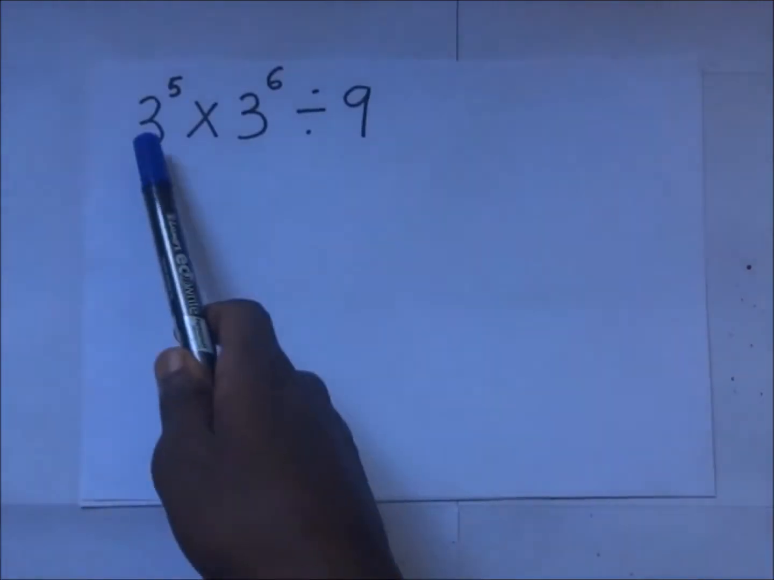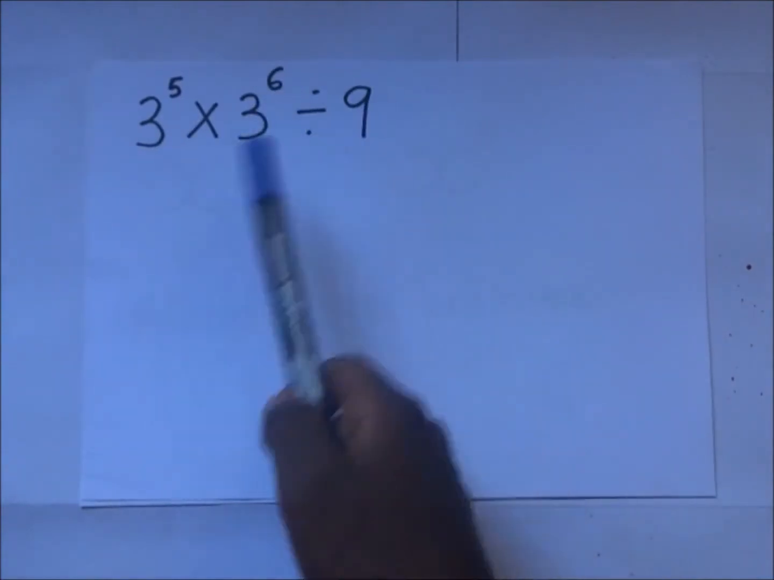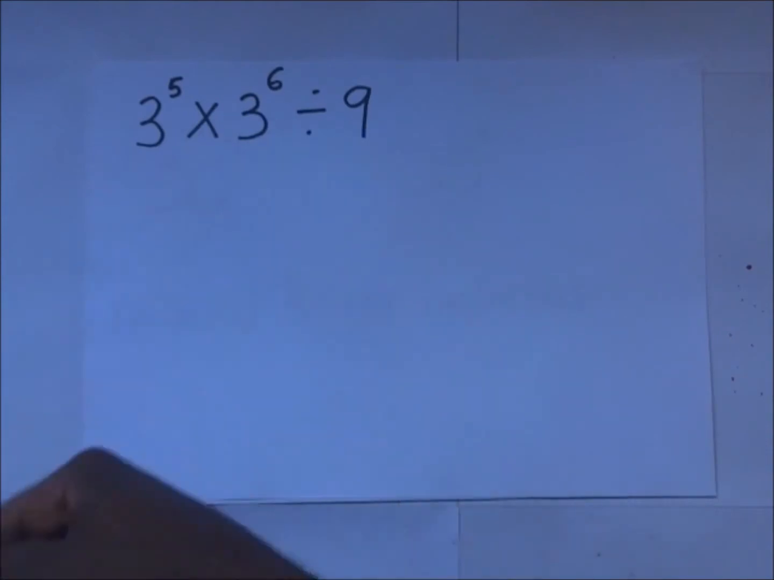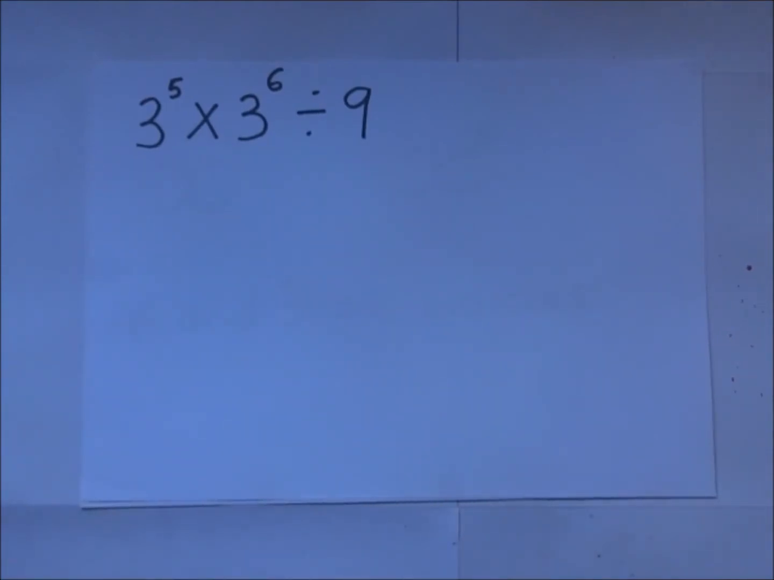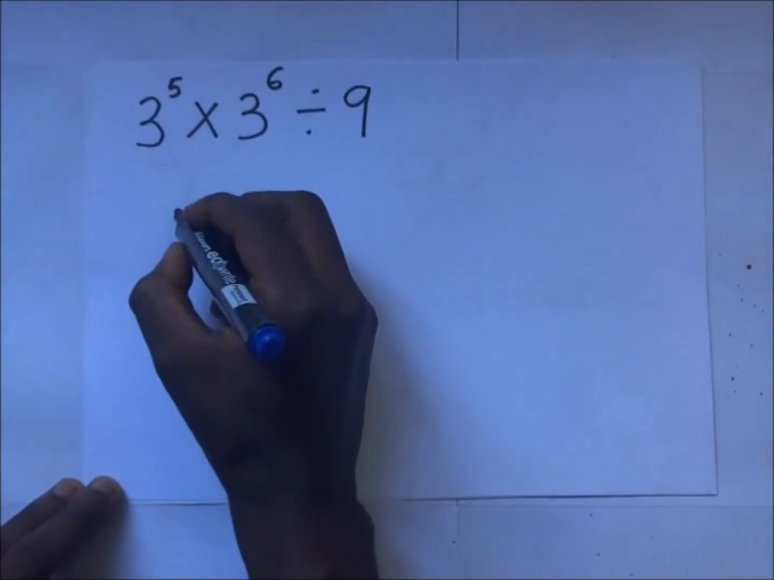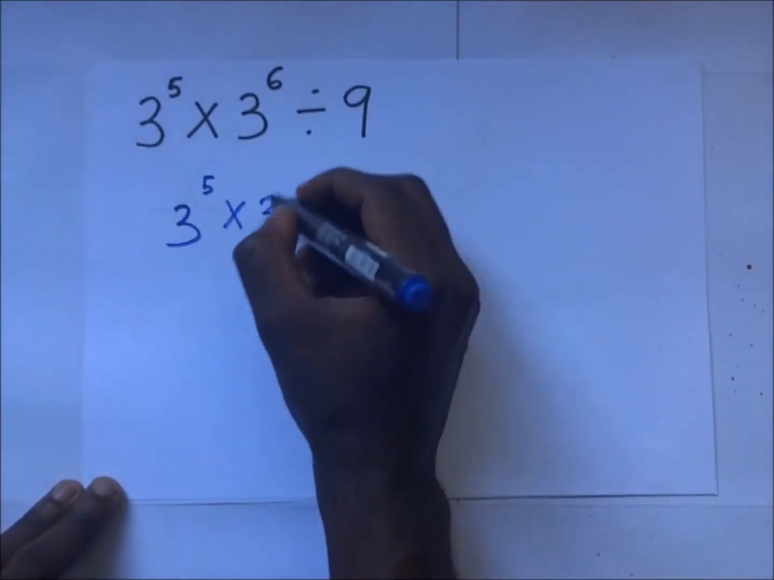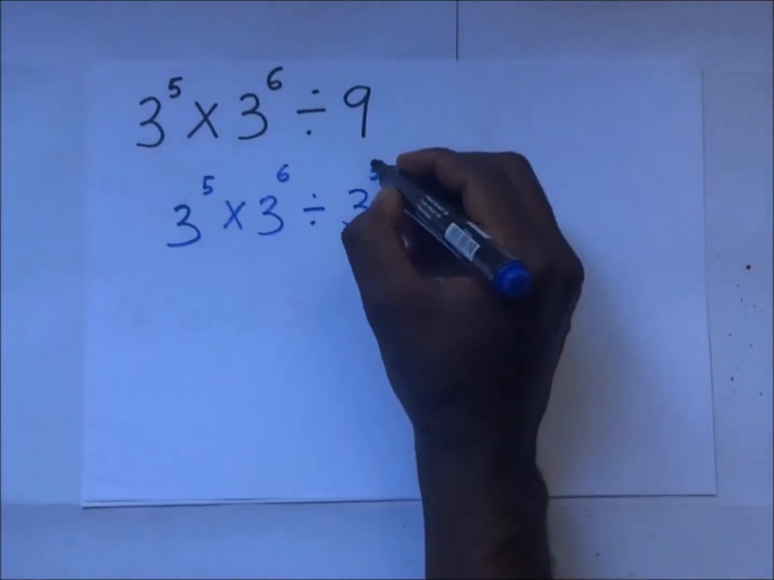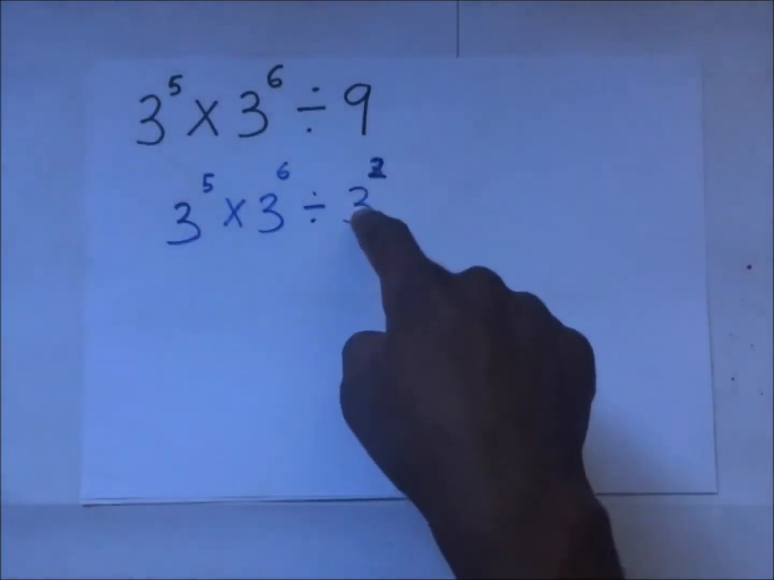We have another here: 3 to the power 5 times 3 to the power 6 divided by 9. Now, when you're dealing with index numbers and you identify that it is being mixed up with a number that is not an index number, for example, here 9 is not represented in the form of an index number, you first try and convert it into an index number so that it looks like the rest of the numbers. Then you can go ahead and simplify it. For example, 9 can be represented as 3 squared. So this becomes 3 to the power 5 times 3 to the power 6, divided by 3 to the power 2, because 3 times 3 is 9.